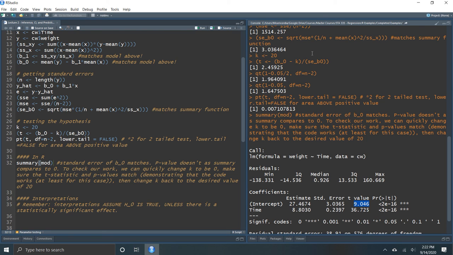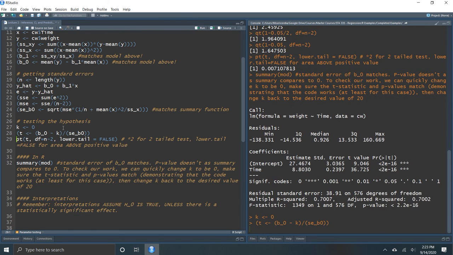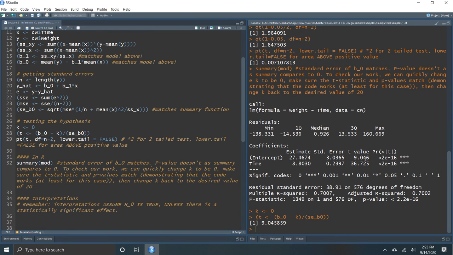So up here, the t-value is comparing against k equals 20. But down here, recall that the default built-in functions in R compare against k equals 0. So we can't use k equals 20 because that's going to be a different test statistic. It's a different test than comparing to 0. What we could do to make sure that our code is working appropriately so that we can double check is just real quickly use k equals 0 and then calculate the test statistic to compare to what R has built in, 9.046, 9.046.